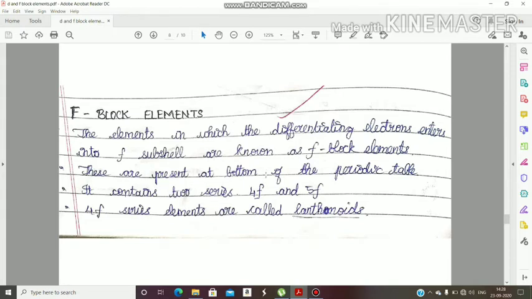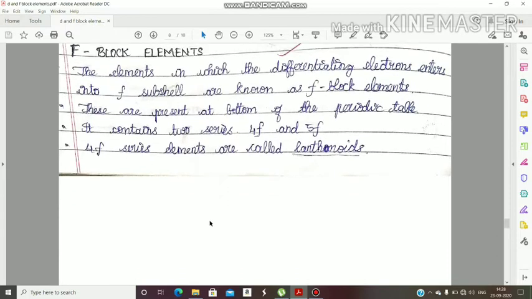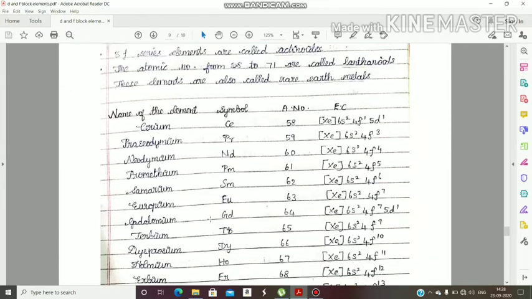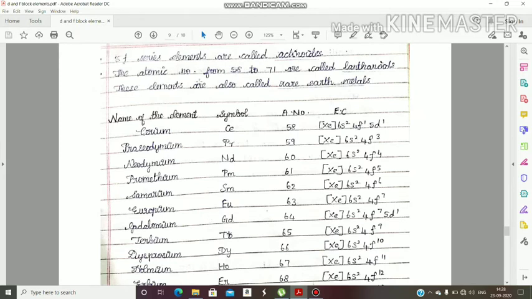These are present at the bottom of the periodic table. We know that. Next, it contains two series. They are 4f and 5f series. 4f series elements are called lanthanides, and 5f series elements are called what? Actinides. Here, the atomic numbers from 58 to 71 are called lanthanides.